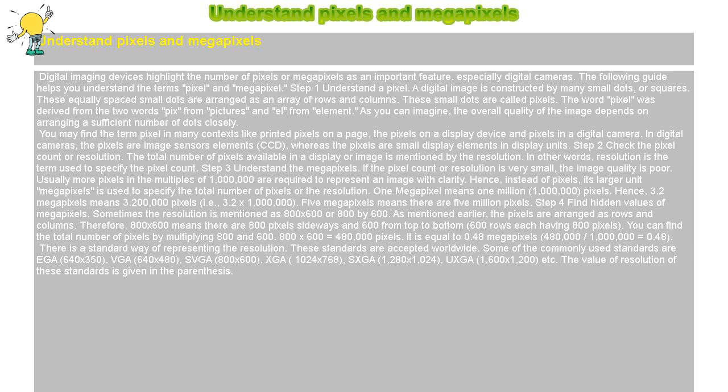Some of the commonly used standards are EGA, 640×350, VGA, 640×480, SVGA, 800×600, XGA, 1024×768, SXGA, 1,280×1,024, UXGA, 1,600×1,200, etc. The value of resolution of these standards is given in the parentheses.